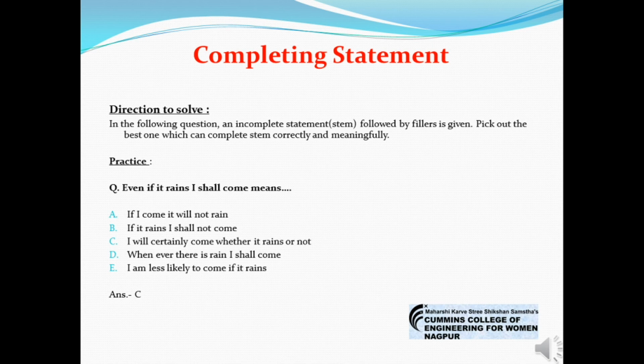So according to the question, even if it rains, I shall come means I will certainly come whether it rains or not. So the correct option is C.